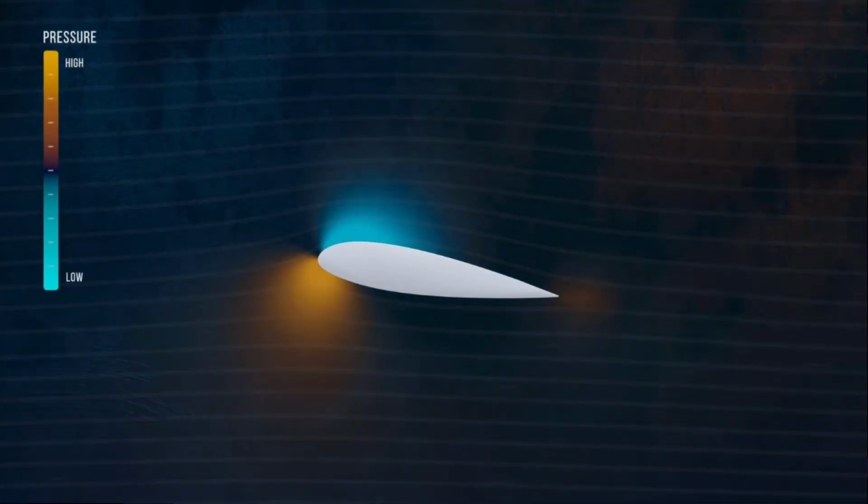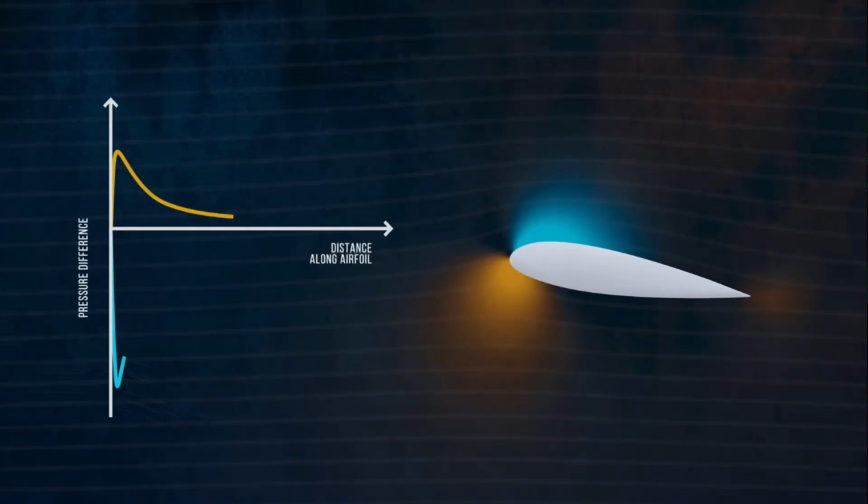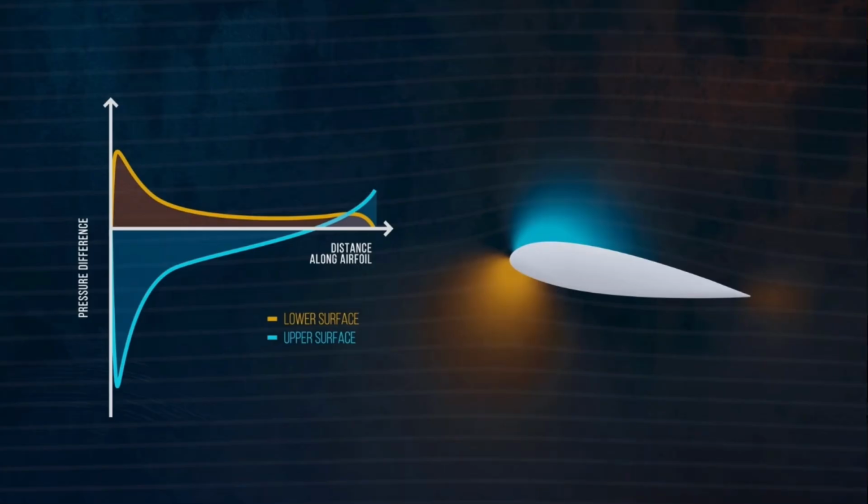The pressure is low above the airfoil and high below it, which creates a net force with a large component in the lift direction. If we plot the pressure profile along the top and bottom surfaces, we can see that the low pressure on the top surface is larger in magnitude than the high pressure on the bottom surface. So the suction pressure on the top surface is what contributes most to the total lift force. We can also see that the majority of the pressure difference is coming from the forwardmost part of the airfoil.